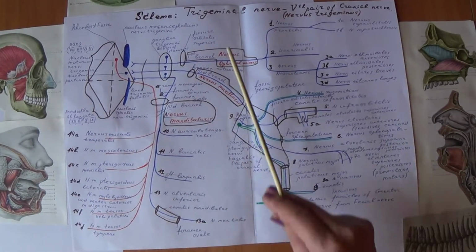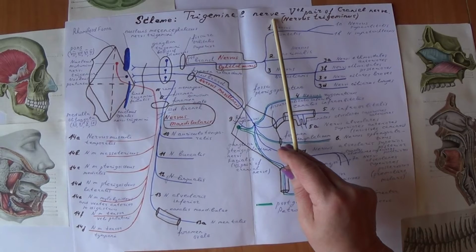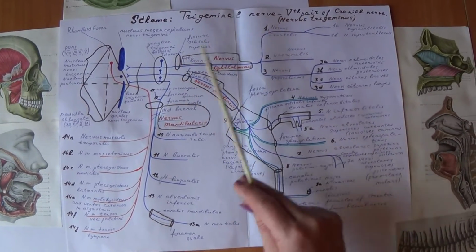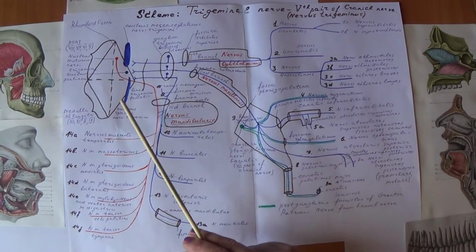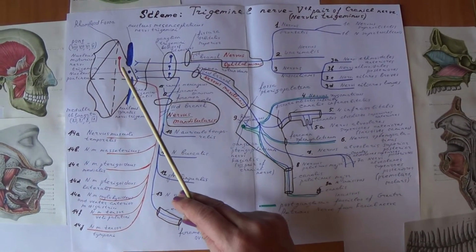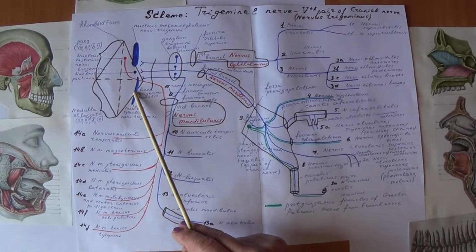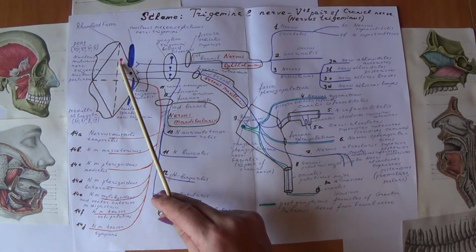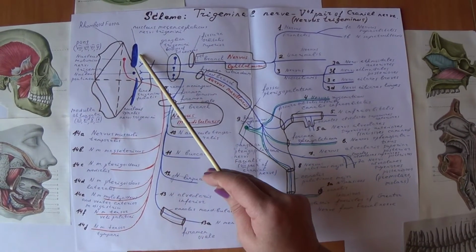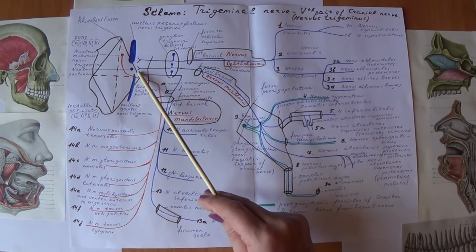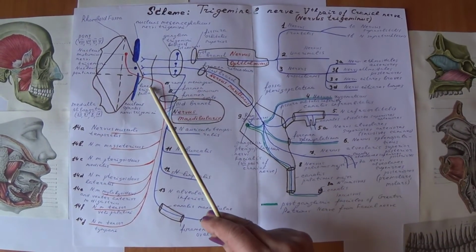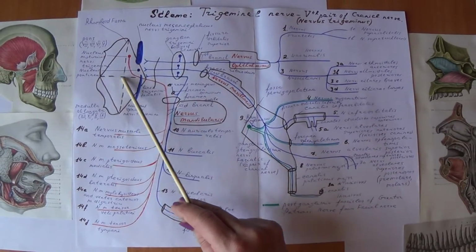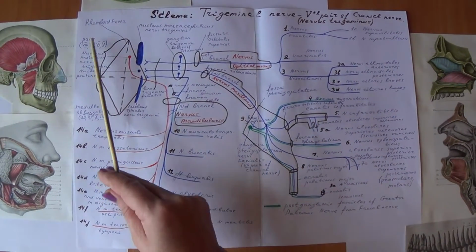Now we will consider the scheme of the trigeminal nerve. The trigeminal nerve is the fifth pair of cranial nerves. It is a mixed nerve. It consists of motor and sensory fascicles. The trigeminal nerve has 4 nuclei: a motor nucleus and 3 sensory nuclei, the mesencephalic nucleus, pontine nucleus, and spinal nucleus. The nuclei lie in the pons and project to the superior triangle of the rhomboid fossa.